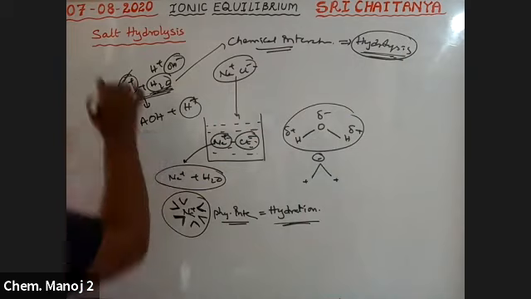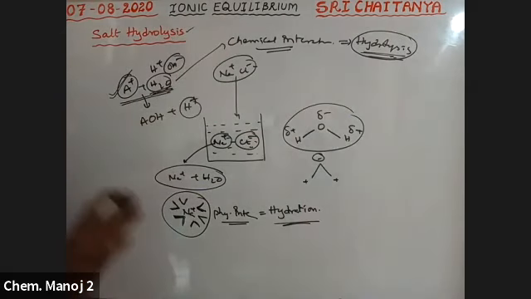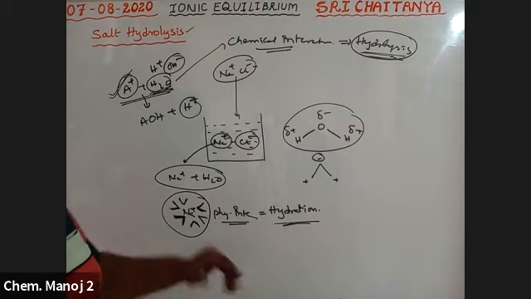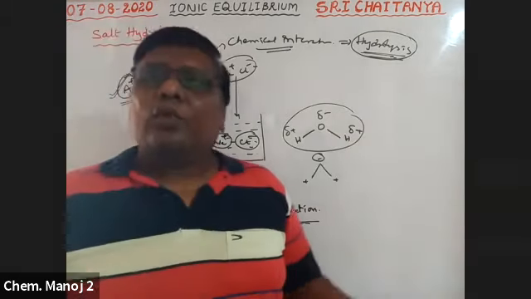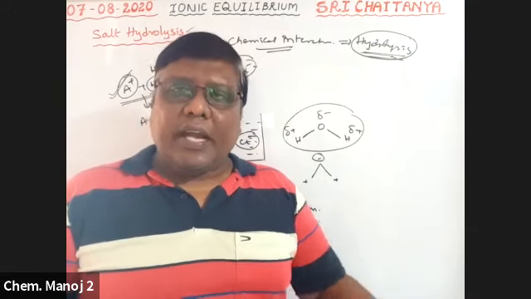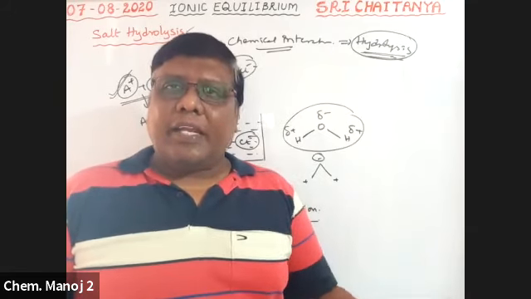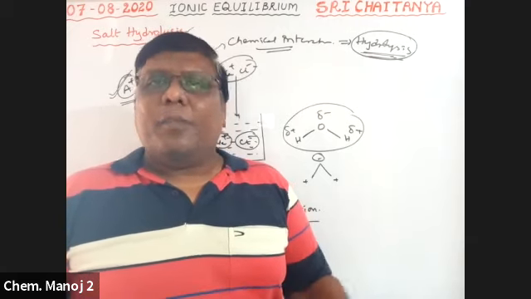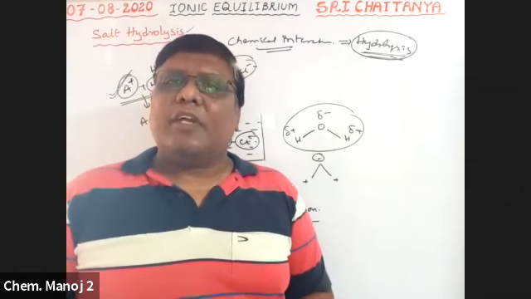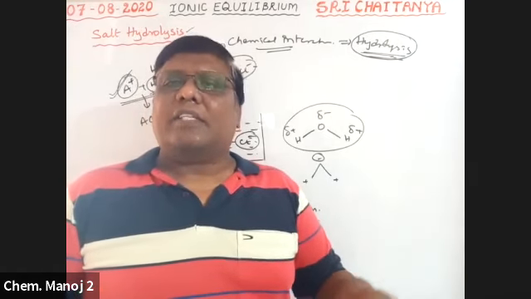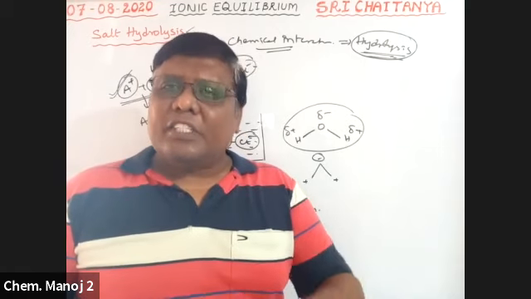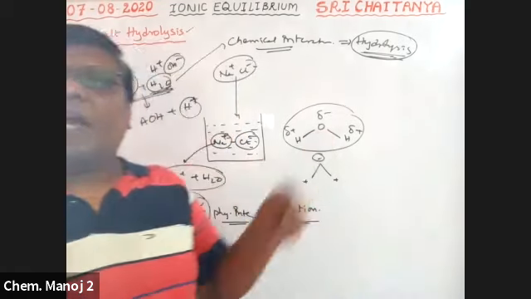Now our topic is salt hydrolysis. That means it is a chemical interaction. When salts are dissolved in water, the ions coming from the salt may react with water. Sometimes they may react, sometimes they may not; if they do not react, there is only physical interaction. When hydrolysis takes place as salts dissolve in water, it is explained under the heading salt hydrolysis.